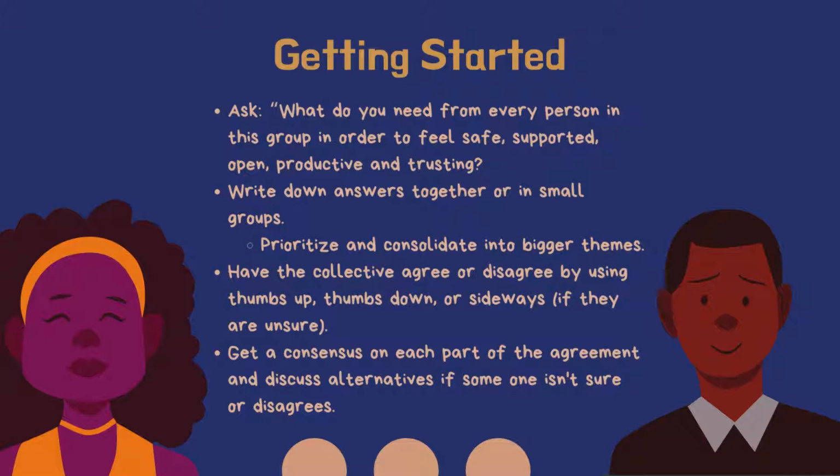Then have the collective agree or disagree by using the thumbs up, the thumbs down, or a sideways thumb, which means that they're unsure about that particular agreement. Then you want to get a consensus on each part of the agreement and discuss alternatives if someone is unsure or disagrees. Rather than just saying we're going to scrap this idea because people don't agree with it, maybe we need to figure out an alternative that will help people understand what we mean and figure out a way to make a compromise.